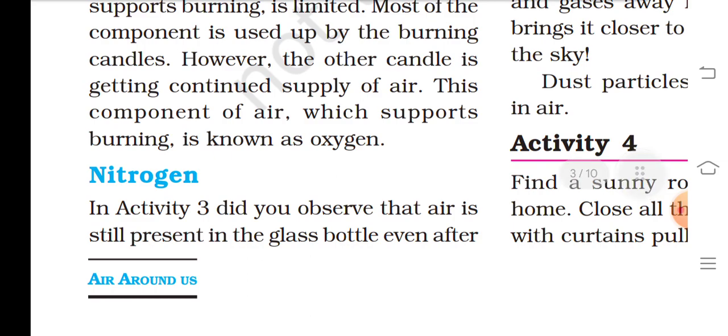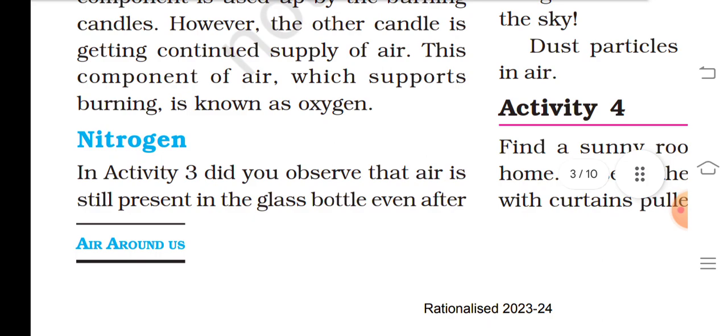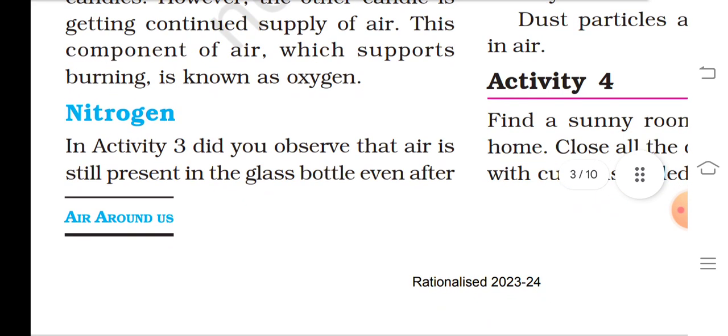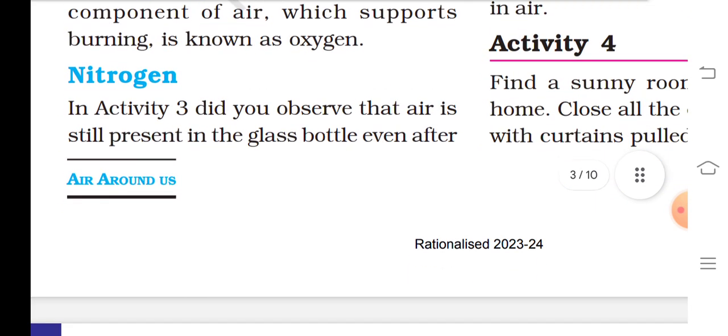However, the other candle has a continuous supply of air. This component of air which supports burning is known as oxygen.